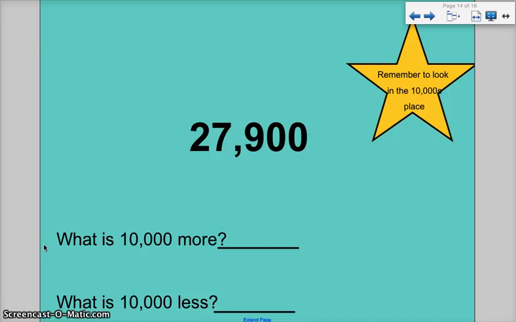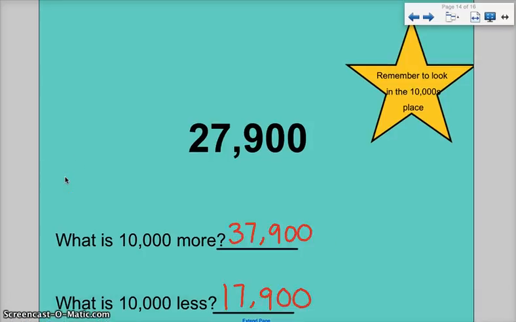We are not even going to do an example for this one because we think you guys can handle the challenge on your own. Please pause your video now and attempt this problem. Remember, 10,000, not 1,000. Go ahead. All right, third graders, the answer you should have gotten is 37,900 and 17,900. Remember, only that 10,000s place value changed this time.